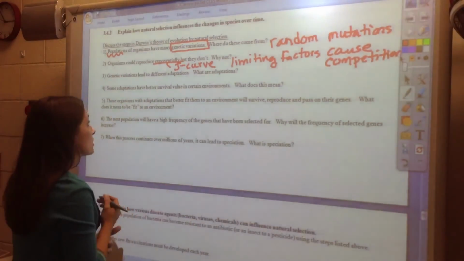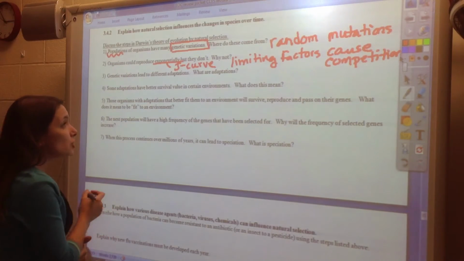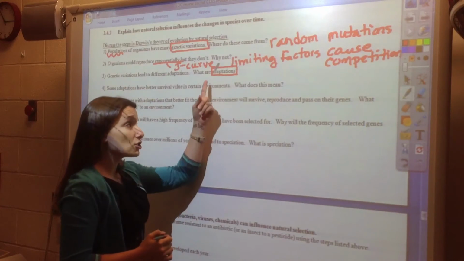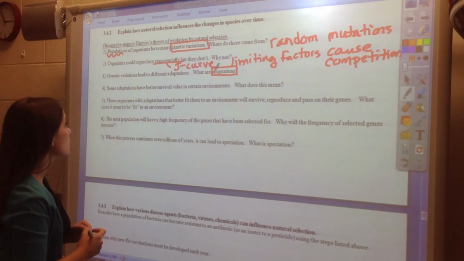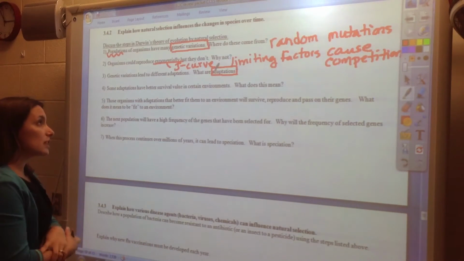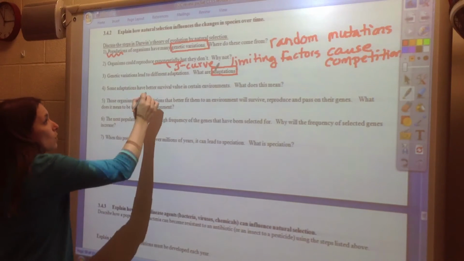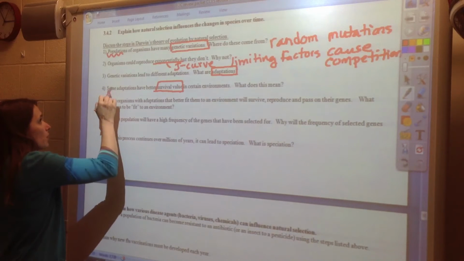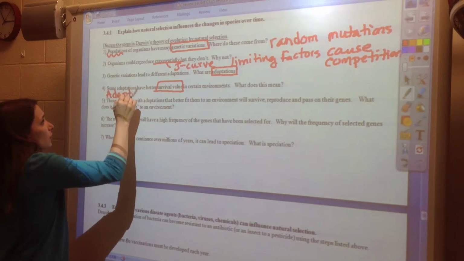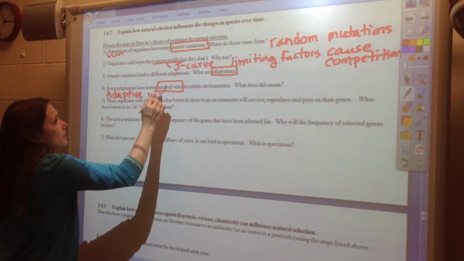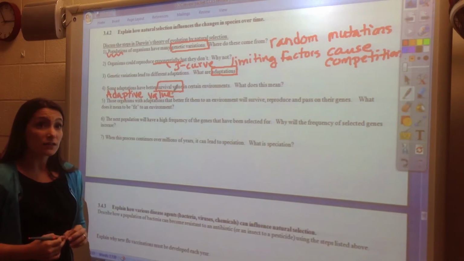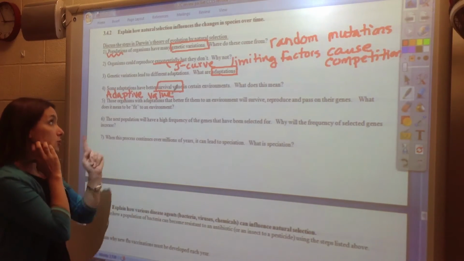Genetic variations lead to different adaptations. What are adaptations? It wants you to define, so you do need to answer what is an adaptation. And some adaptations have better survival value. What does it mean to have better survival? We also call this adaptive value. Because remember, it's not just enough to survive. You also have to survive long enough to be able to, and you should be able to fill that in.